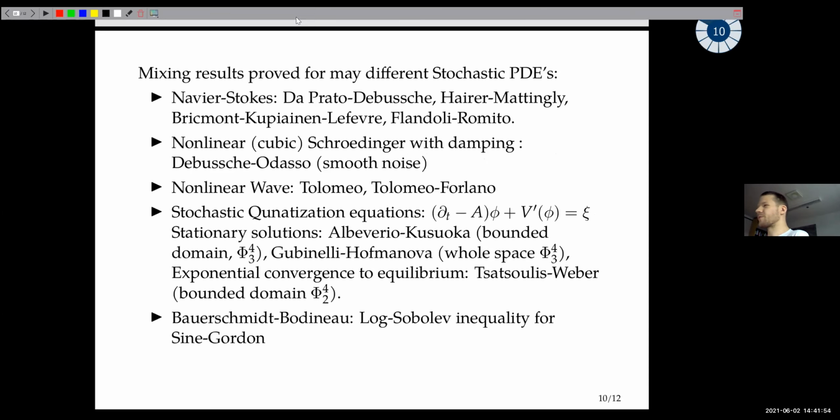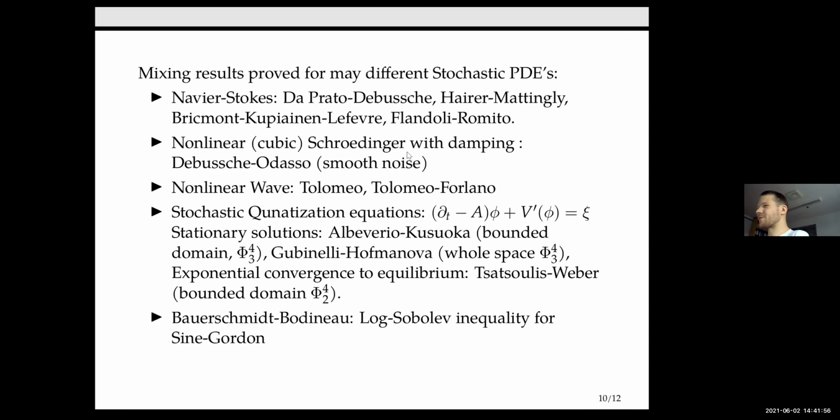And okay, then maybe some more general context even. So there's many different results for different equations on mixing. For Navier-Stokes, Da Prato, Debussche, Hairer, Mattingly, Bricmont, Kupiainen, and Lefevere have a paper, and also Flandoli and Romito. And yeah, for the nonlinear cubic Schrödinger equation, Debussche, Odasso have a paper where they use, of course, smooth noise because the Schrödinger equation doesn't actually regularize.